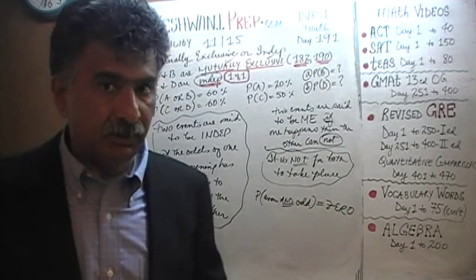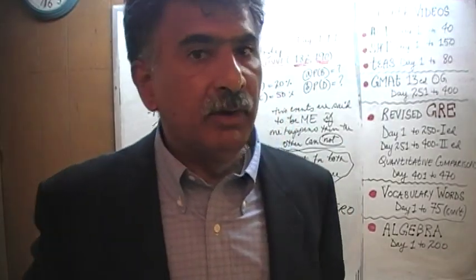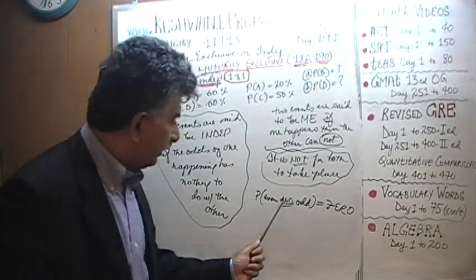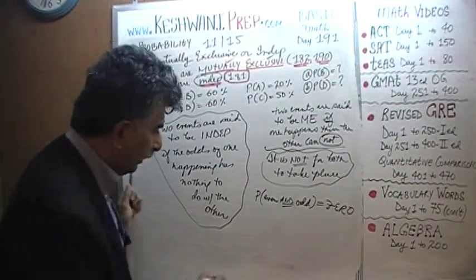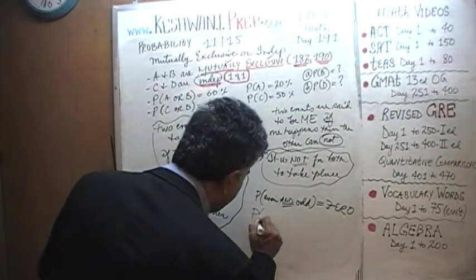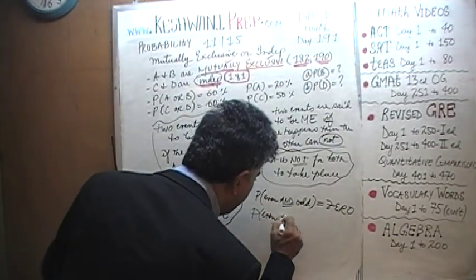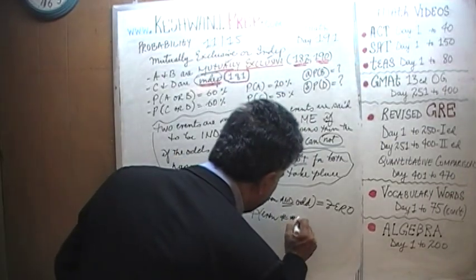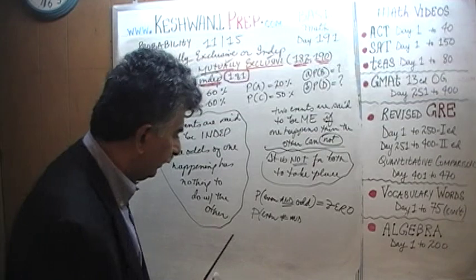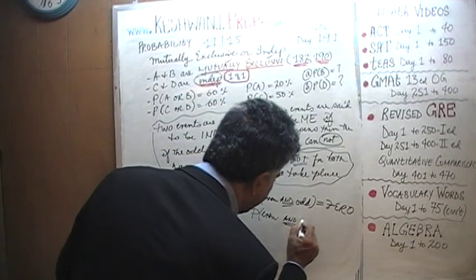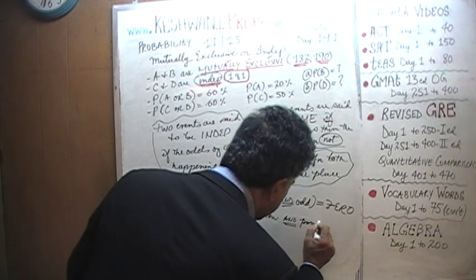Let me give you another example where it is possible for two events to take place together. Instead of talking about even number and odd number, we're going to roll a dice. What are the odds that the number that I rolled is an even number and a prime number?